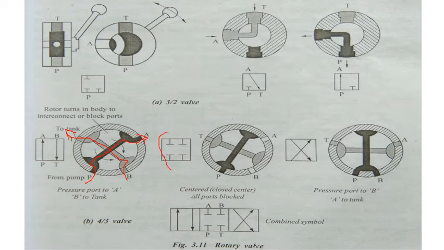And the second position is neutral. There is no flow between P to A and B to T. This condition is satisfied here. And third, P is connected to B and A is connected to T. What does it indicate in this diagram? It indicates the retracted position. So in this slide we discussed the 3 by 2 valve and the 4 by 3 valve.